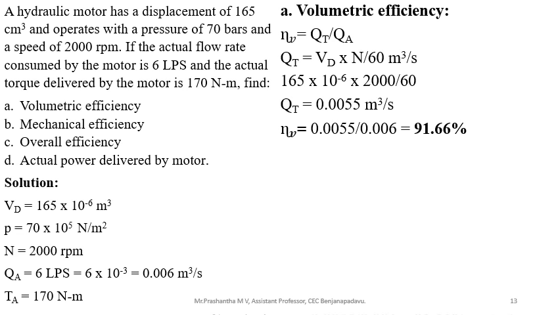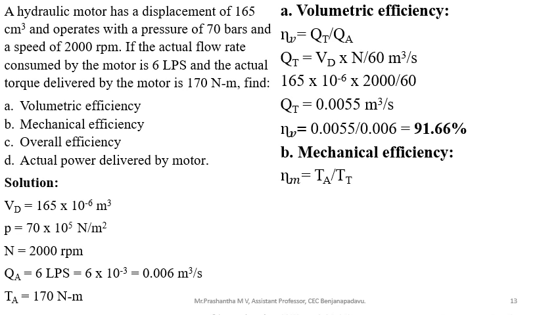So simplify this, we will get 91.66% as volumetric efficiency. So sub question A, volumetric efficiency equal to 91.66%. And second sub question, that is mechanical efficiency. Here in terms of torque, mechanical efficiency equal to actual torque divided by theoretical torque. Actual torque is already given as data.